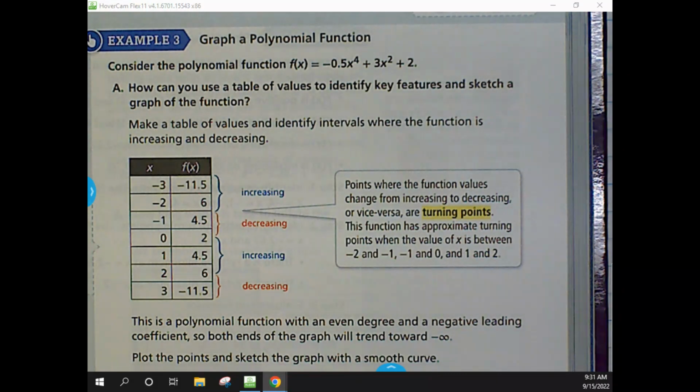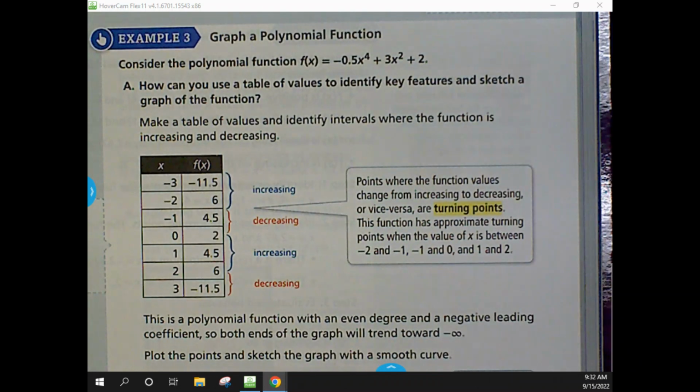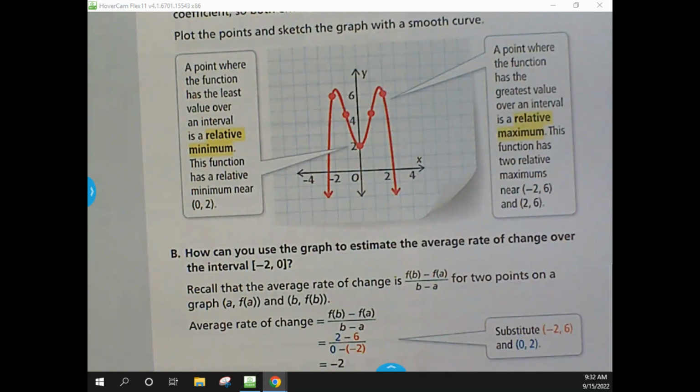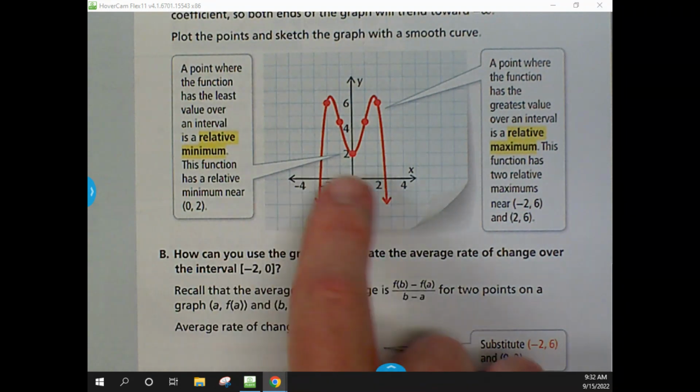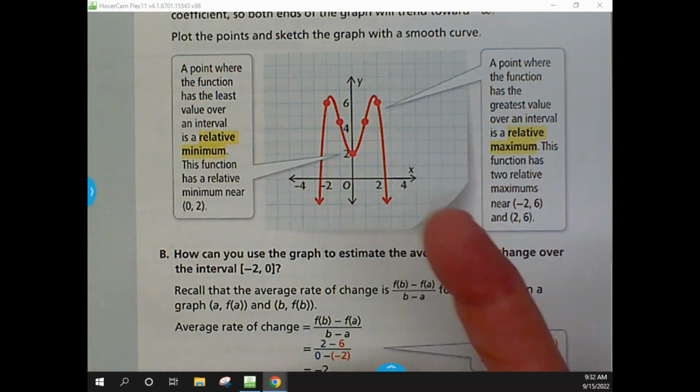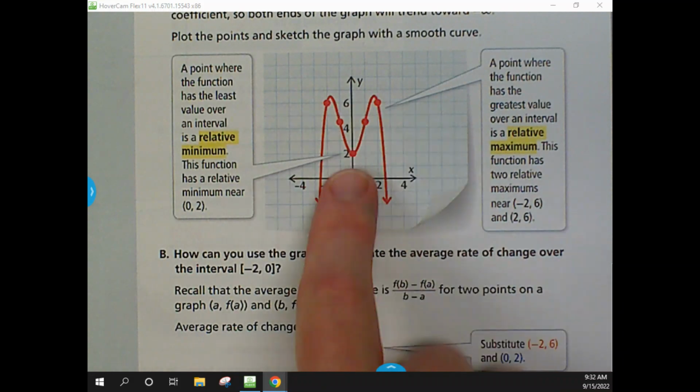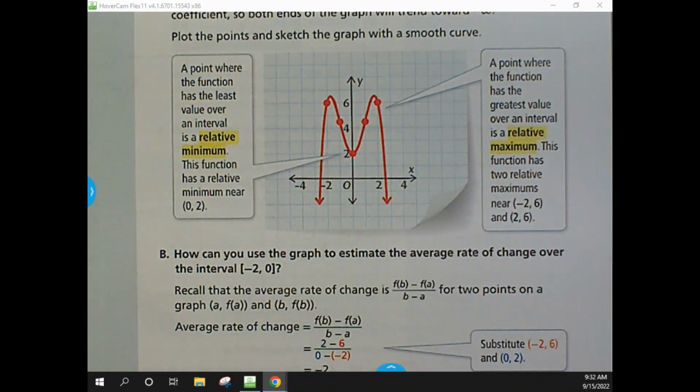But again, we're kind of getting there, and it's not a big deal because when you plot points, you'll see it anyway. But sometimes they like to talk about turning points, where your graph is going to transition from increasing to decreasing or decreasing to increasing. So there's a change in the graph there. And where you have those turning points, you could have a relative maximum or a relative minimum along the way, because that's either a high point in the graph or a low point in the graph.